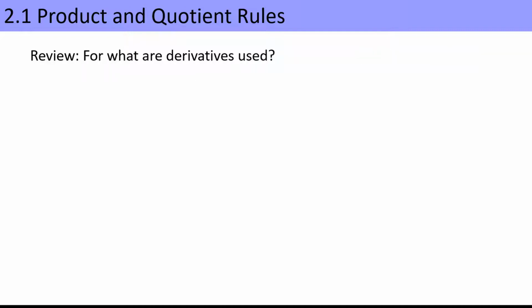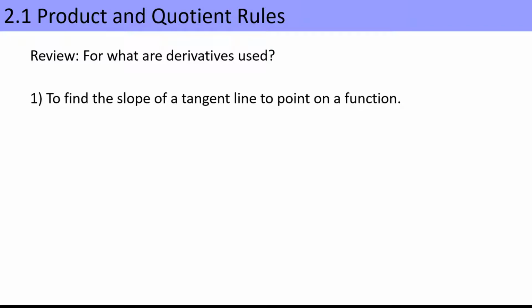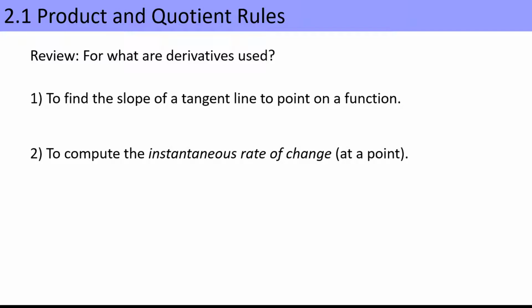Let's have a quick review. For what are derivatives used? A few come to mind. The two important ones are: 1, to find the slope of a tangent line to a point on the function, and 2, to compute the instantaneous rate of change at a point.